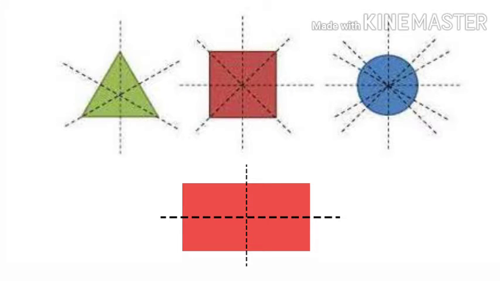Now, symmetry in shapes. An equilateral triangle has three lines of symmetry. A square has four lines of symmetry. A rectangle has two lines of symmetry and a circle has many lines of symmetry.